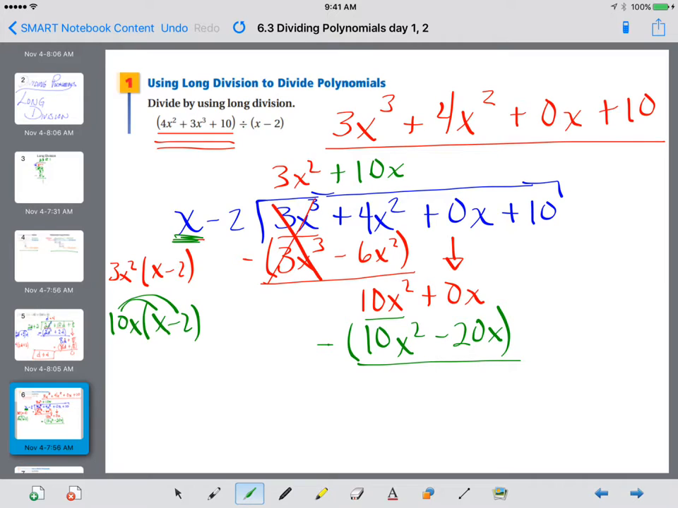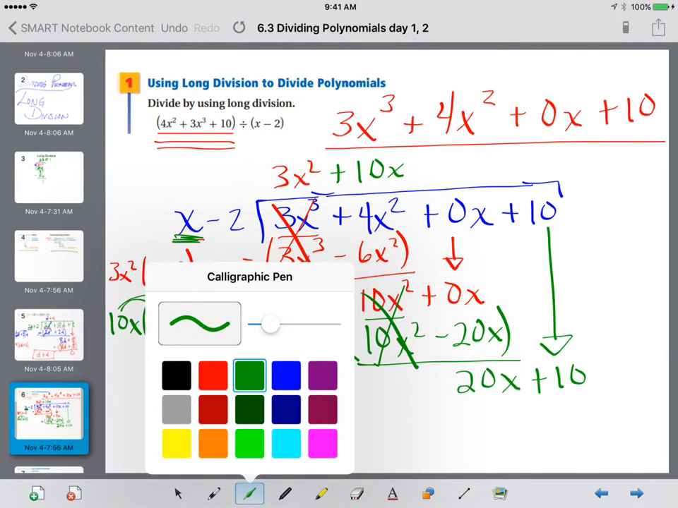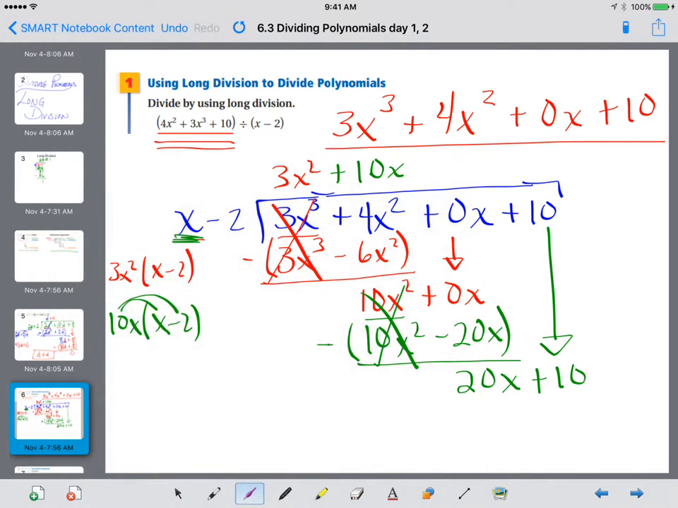So 10 minus 10, well, that cancels. That gets rid of the front runner. That's our goal. 0 minus a negative is like adding. We're left with a positive 20x. I get to bring down that 10. Now we have a new front runner. Now it's 20x. So what could I multiply x by to get 20x?